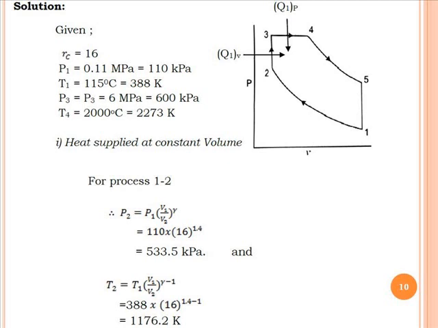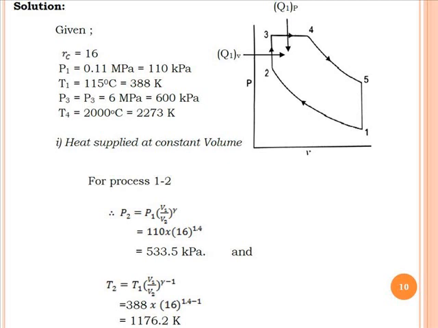The P3 pressure, that is equal to P4 pressure, that is equal to 6 megapascal, that is the highest pressure, that is 600 kilopascal. T4 temperature is given 2000 degrees Celsius, that is 2273 Kelvin. So now we start to calculate all the pressures and temperatures at all the points of the cycle. So first part is heat supplied at constant volume.